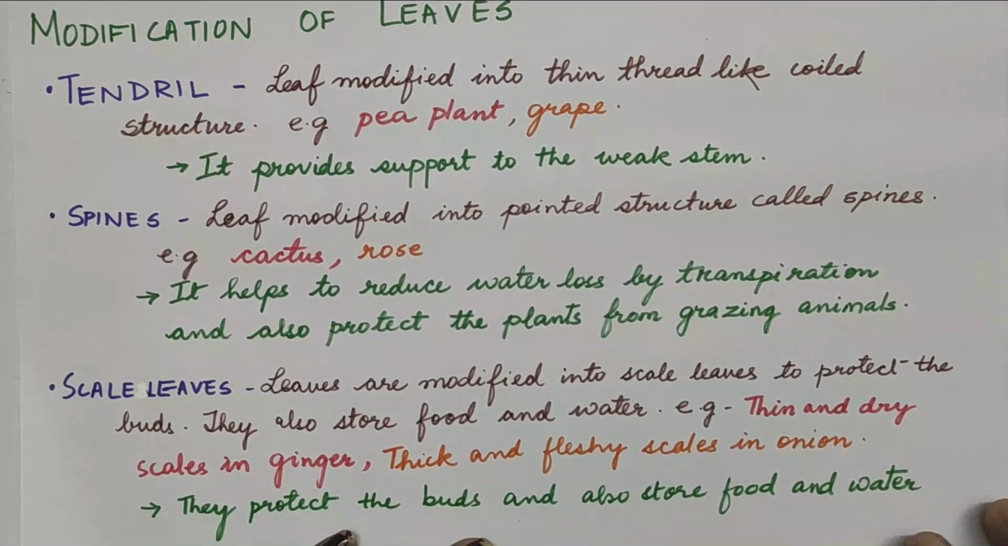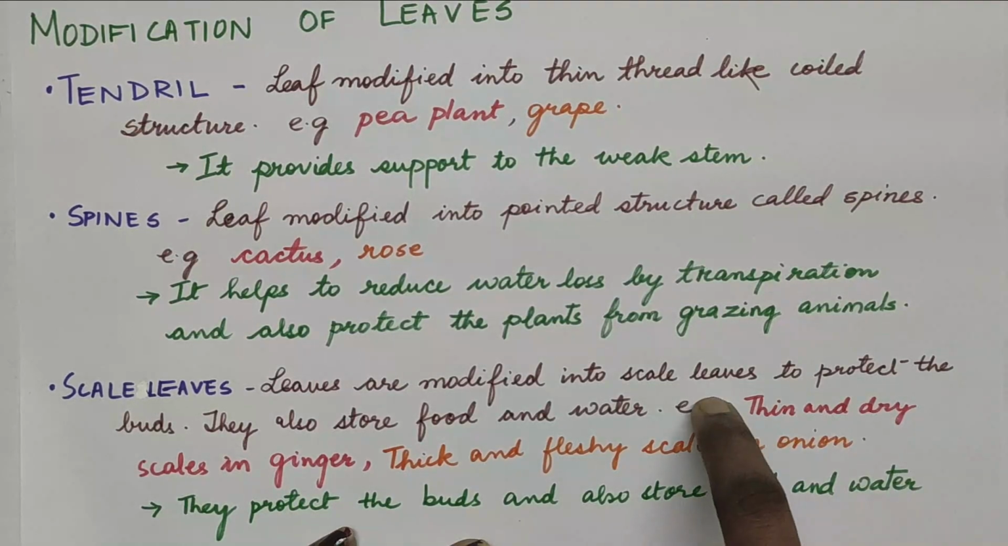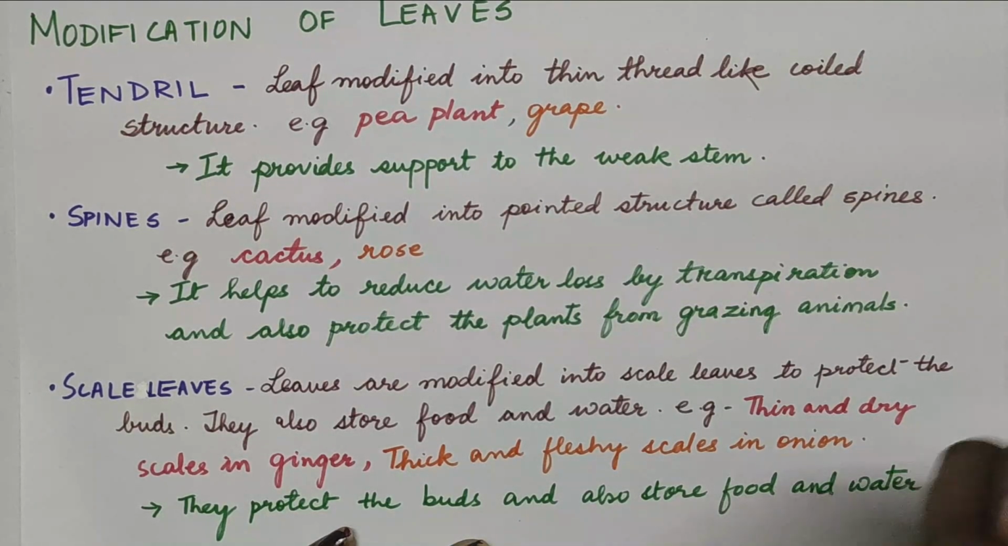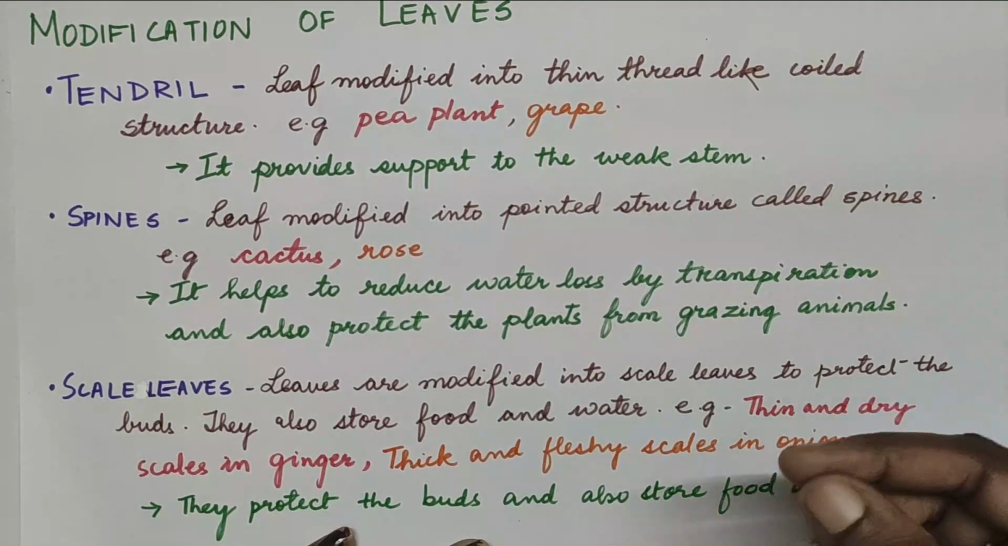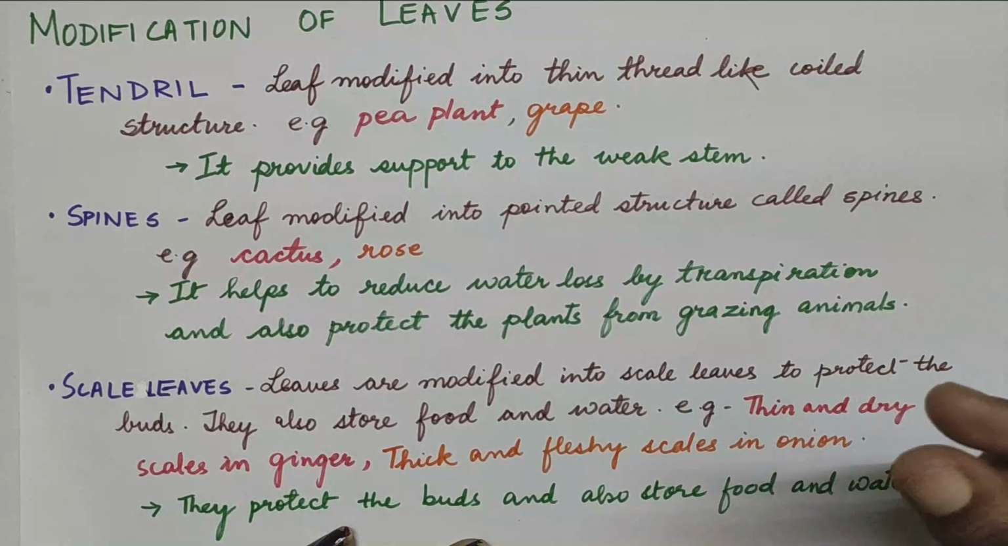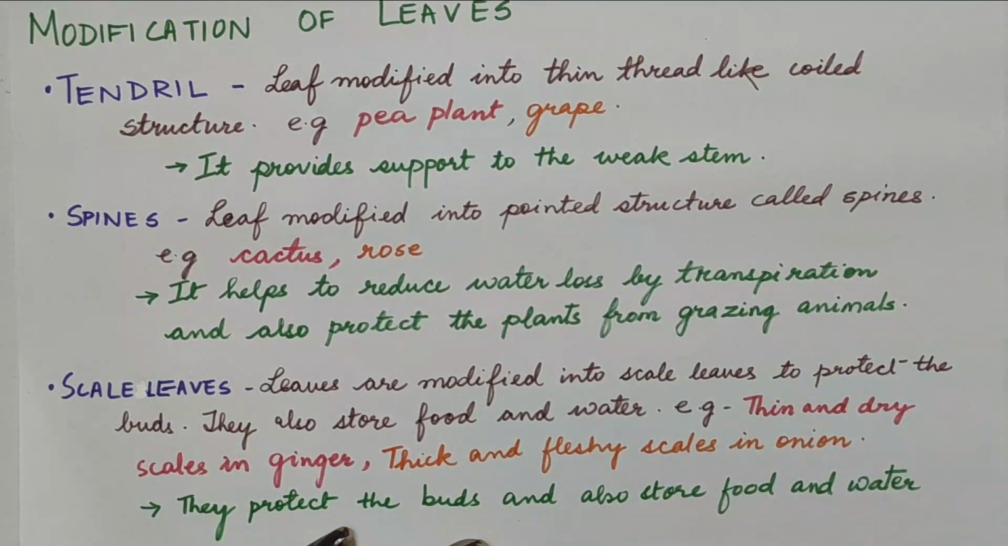What are the scale leaves? These are again leaves which are modified into special leaves called scale leaves to protect the bud. The bud is the unbloomed flower, which is generally inside the scales. It has been protected, and they also store food and water.